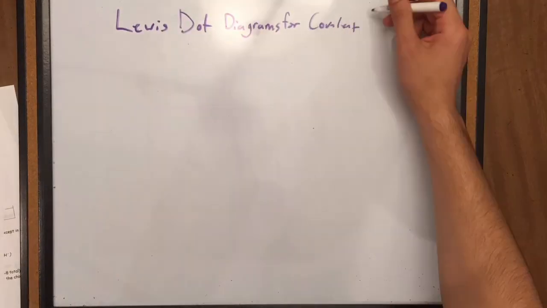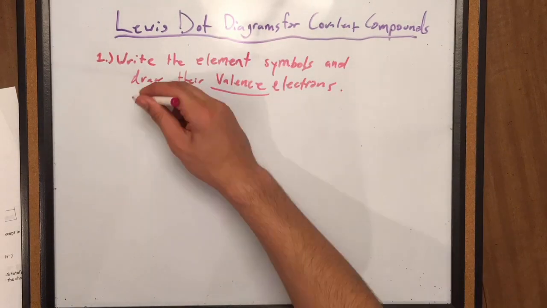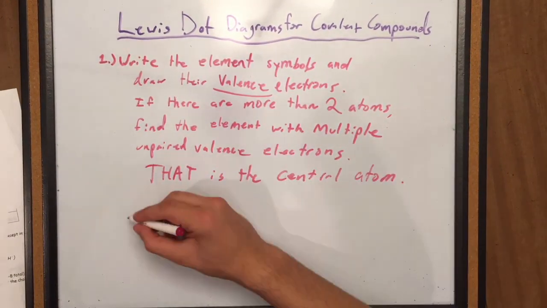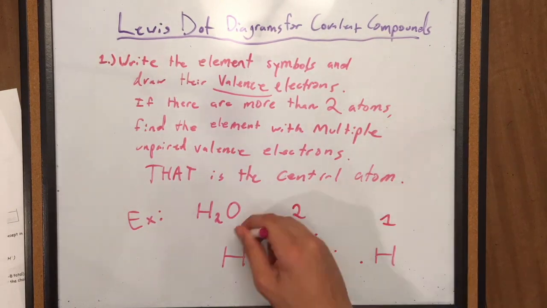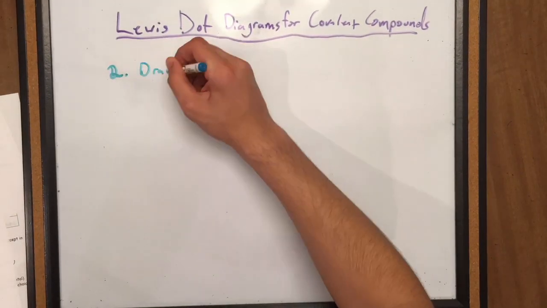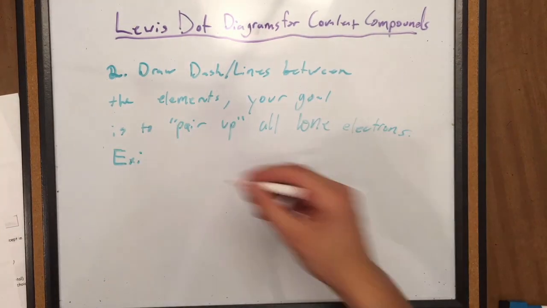But how do we show which elements are bonded to which? First, you have to find the central atom. In this case, oxygen is the central atom because it has the most unpaired electrons. Next, we draw lines in between each element, connecting the unpaired electrons.